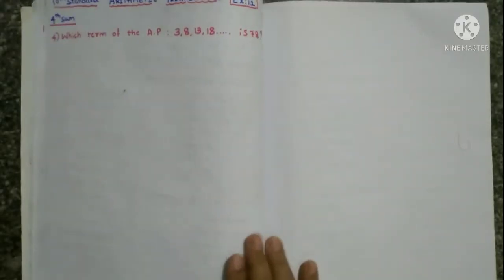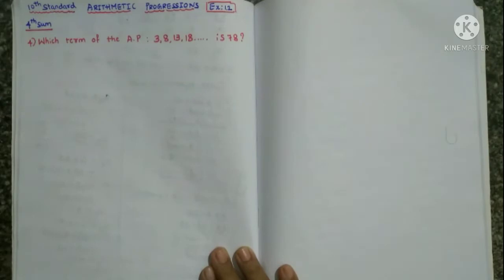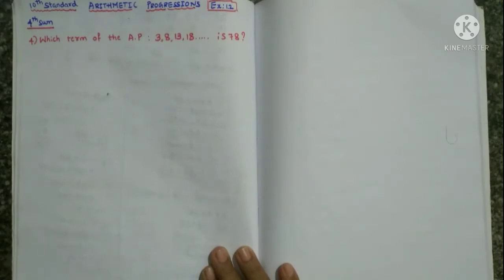Hello children, in this video we will see 10th standard arithmetic progressions exercise 1.2. In the last video I already explained up to the third sum. So exercise 1.2 third sum I completed.